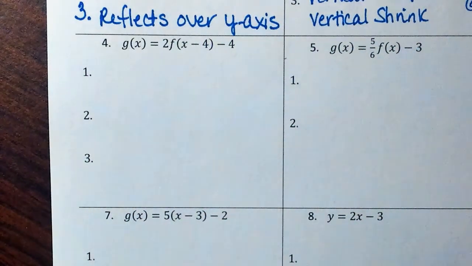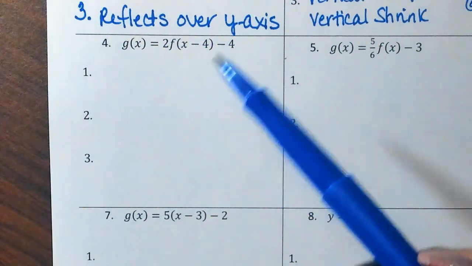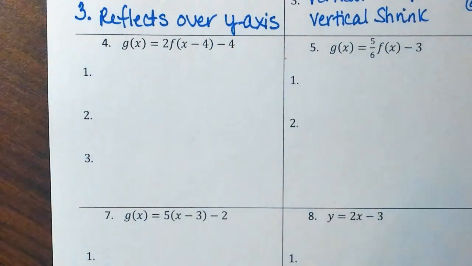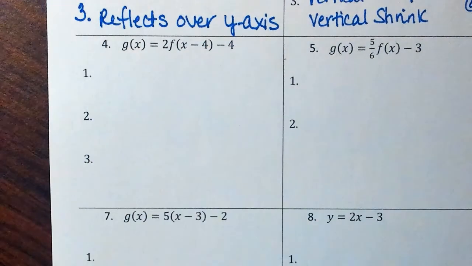All right, on to number 4, 3 transformations. I see some different terminology in here. I see that f in here denoting a function. I see movement with the x. I see that relationship with the x right here. And then I see this -4.